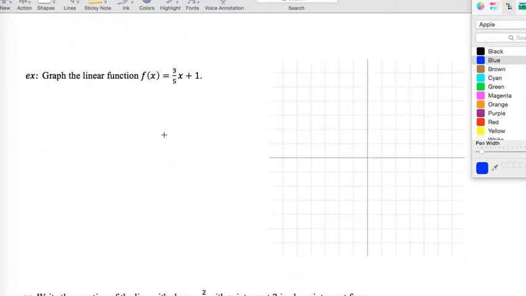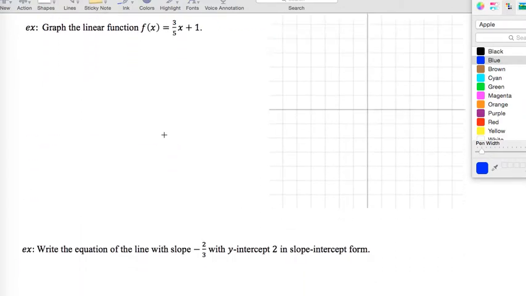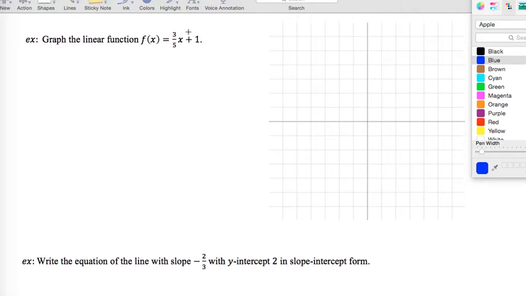So let's graph this linear function that's in slope-intercept form. I'm going to start with the fact that the y-intercept is 1, so it's right here, and the slope we can just read off as the coefficient of x, which is 3/5. Now slope we can think of as change in y over change in x between any 2 points. You can think of that as rise, because y is your vertical change, and run, because x is your horizontal change.